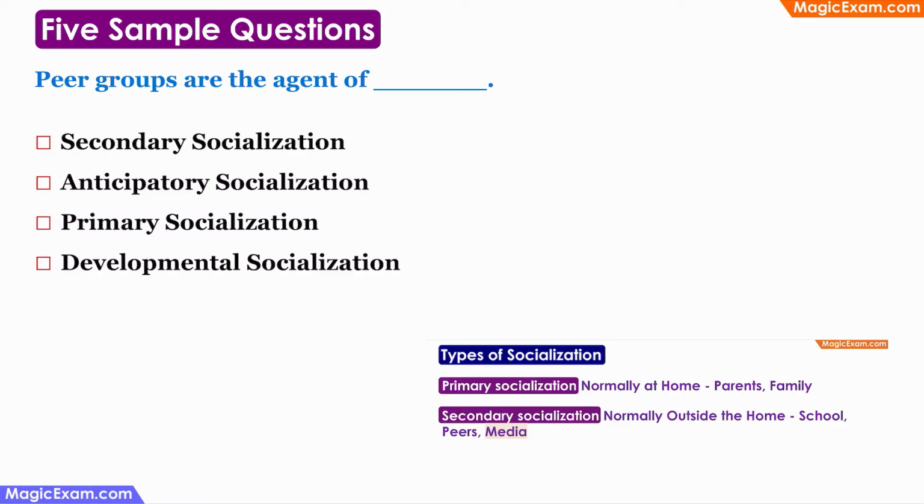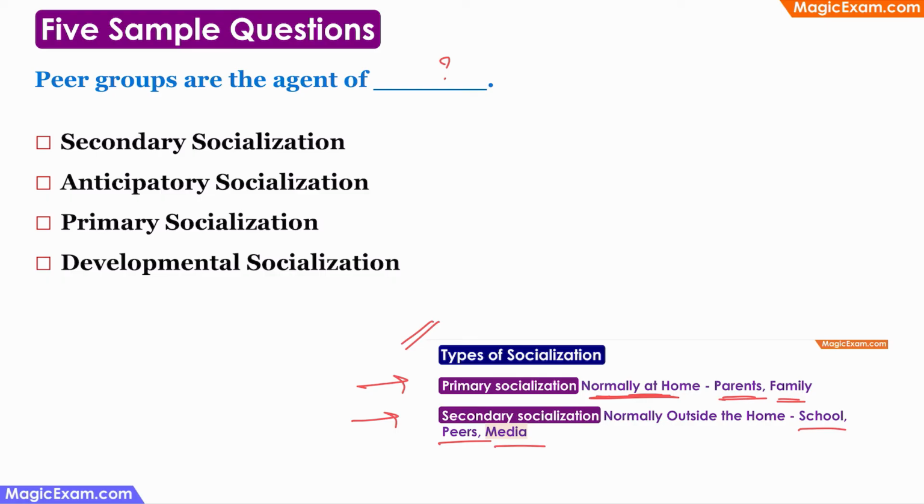The first question is, peer groups are the agent of which of the following? Now, if you remember, in one of the previous slides, we discussed the various types of socialization, and the 2 important types that I mentioned were primary and secondary. Primary socialization happens at home, and the main sources are parents and family. Secondary socialization happens outside the home, which is where the child starts to interact with peers, with his or her classmates in school, and the media as well.